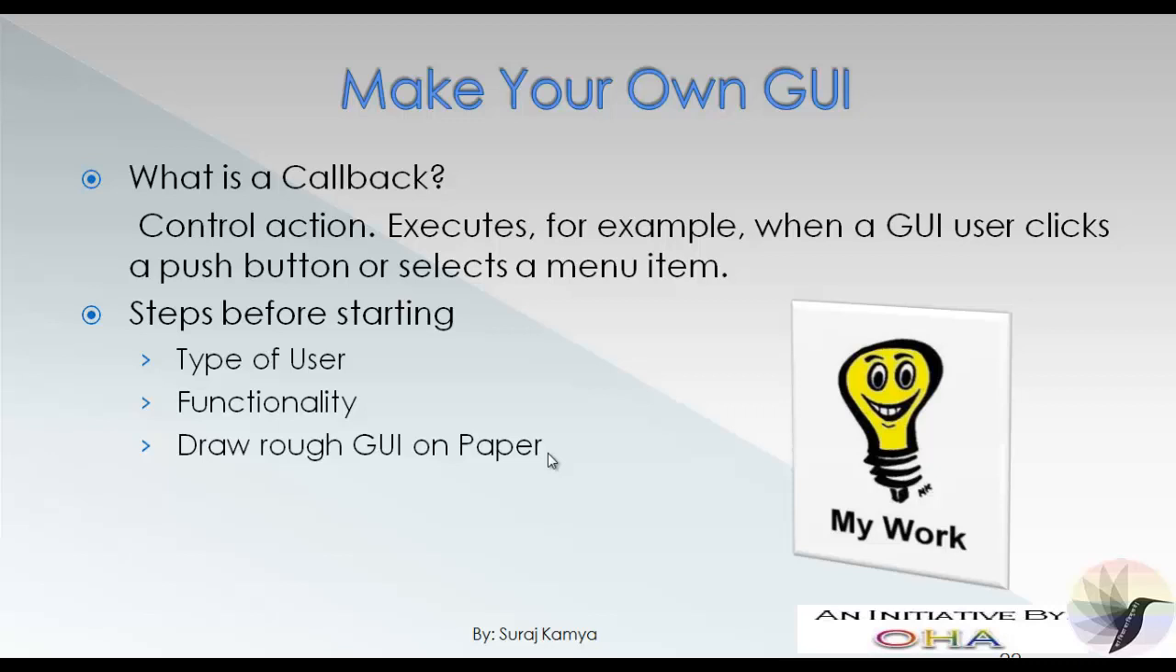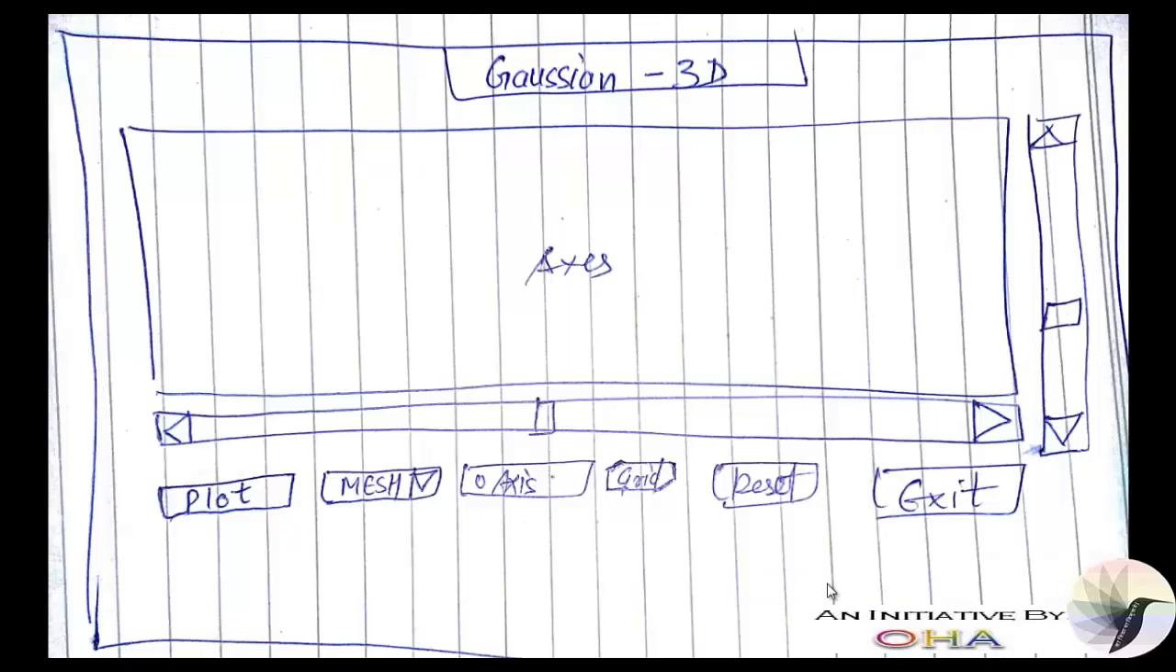Okay, let's start creating our GUI. In this GUI we are creating a Gaussian graph, which we will analyze in 3 domains using sliders. We can rotate that graph in any direction required by the user. Before starting the GUI, the first thing is to create it on rough paper. So let's draw on rough paper.